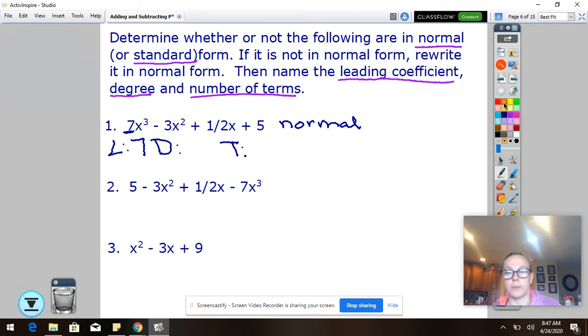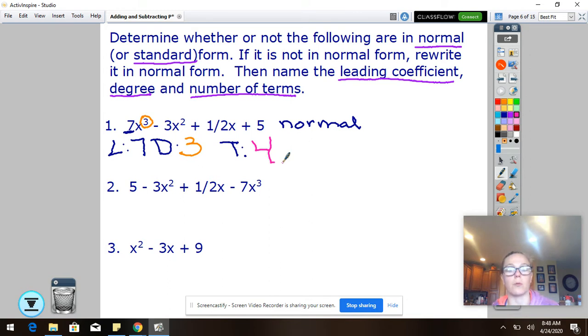Now, like we talked about, our degree is always going to be that largest exponent. And if you have it in standard form, it's going to be that first exponent. So we know our degree would be 3. Now, to figure out how many terms: 1, 2, 3, 4. And that's how we would do that.